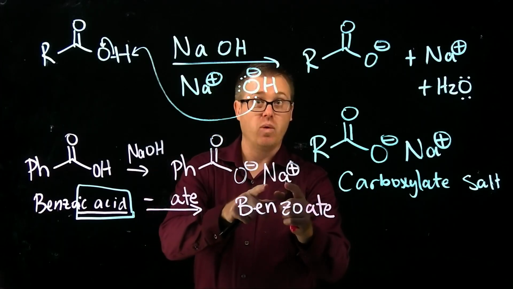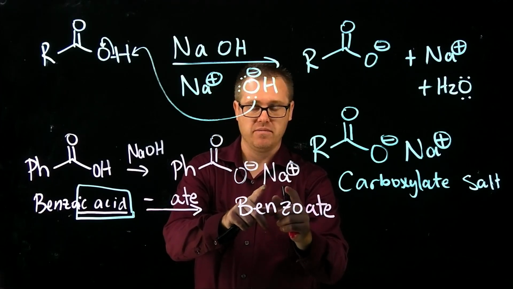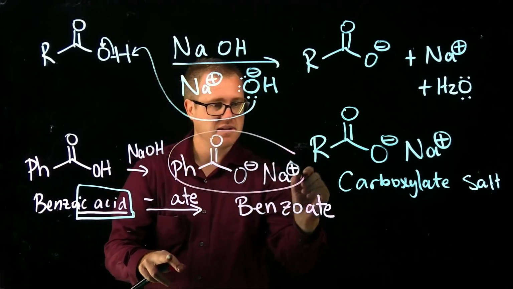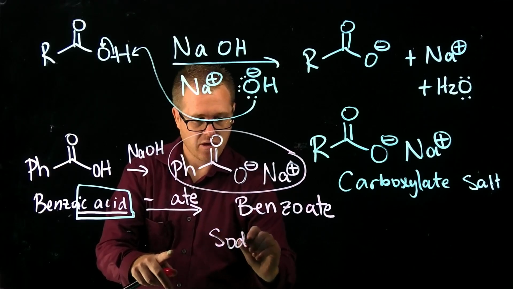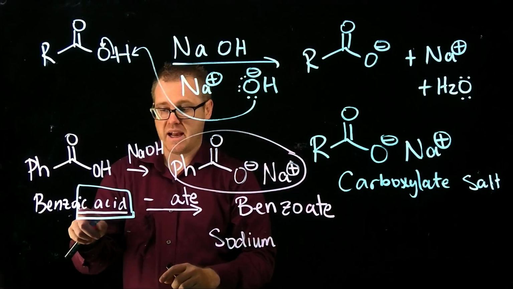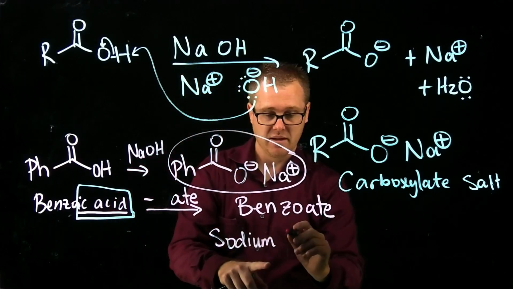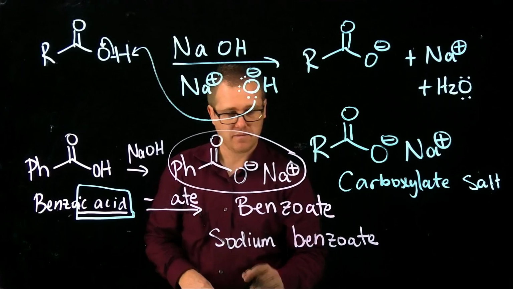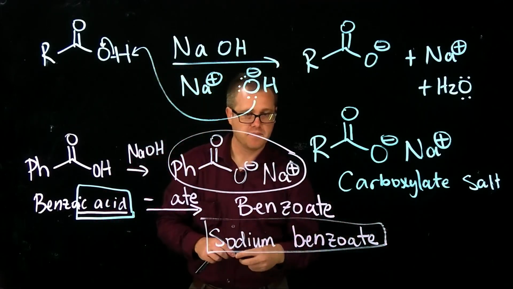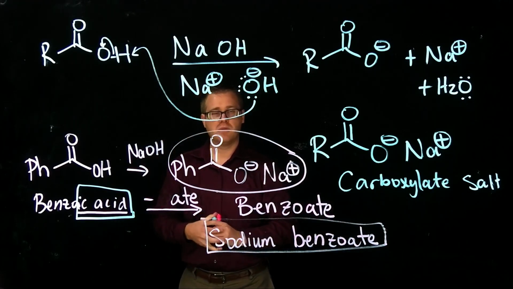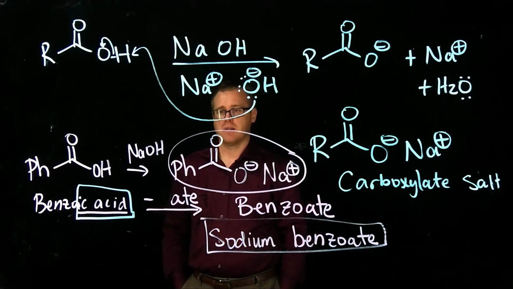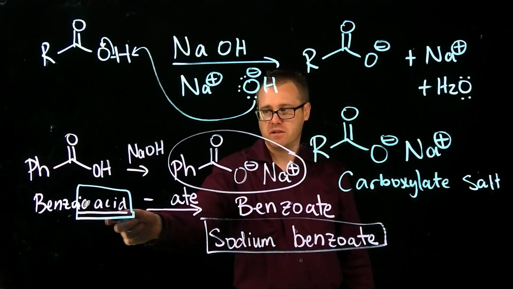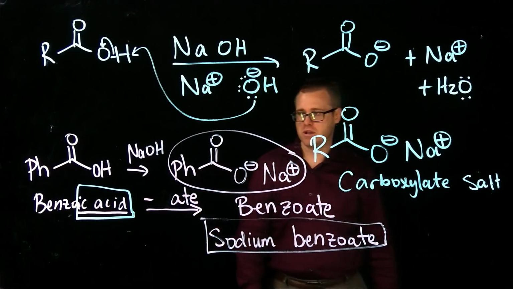And what type of benzoate? So what type of metal is attached or associated with the carboxylate? It is a sodium. So the full name of this carboxylate salt is going to be, you name the metal first, sodium, and then you replace the -ic acid with an -ate, sodium benzoate. There's the name. A lot of different rules that we're learning. Okay? So that's how you name carboxylate salts. Put the metal first, replace the -ic acid with -ate, and you're good to go.